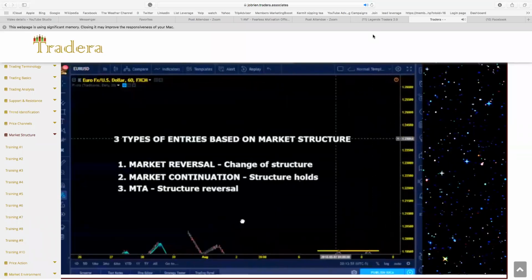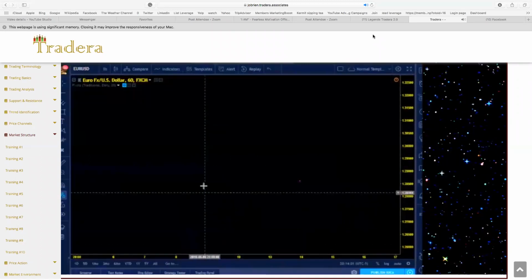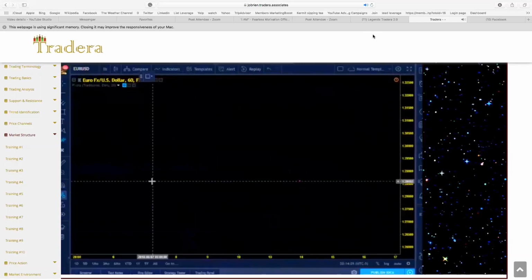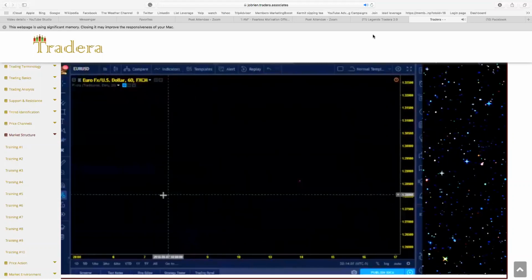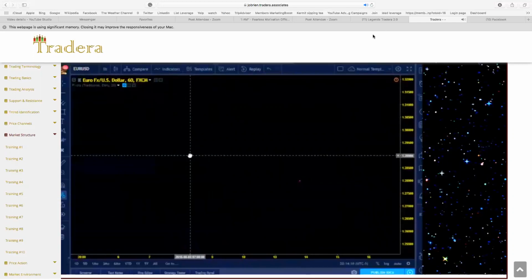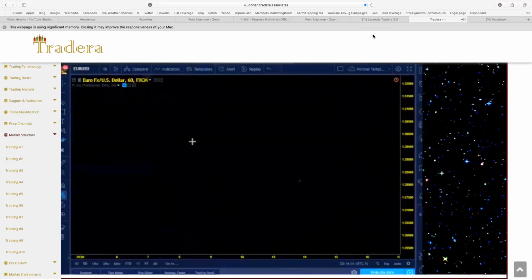Market reversal. So let's come over here to another little black area. Market reversal, guys, it's really simple. MTA means multiple time frame analysis. I'm not going to get too deep into multiple time frame analysis, because if you can't trade one time frame by itself profitably, you have no business hopping through multiple time frames.